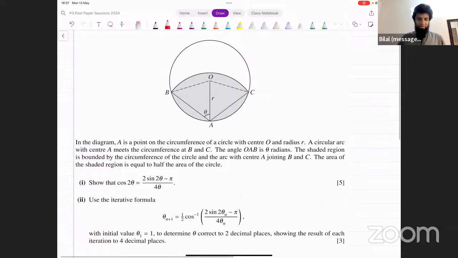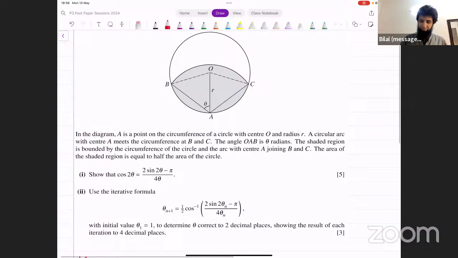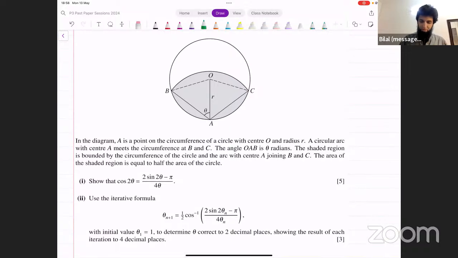Okay, now let's have a look at this quickly. It says in the diagram, A is a point on the circumference of a circle with center O and radius R. A circular arc with center A meets the circumference at B and C. Okay, at A, if you have the center, you have this arc that's meeting the circle at B and C. This is an arc.